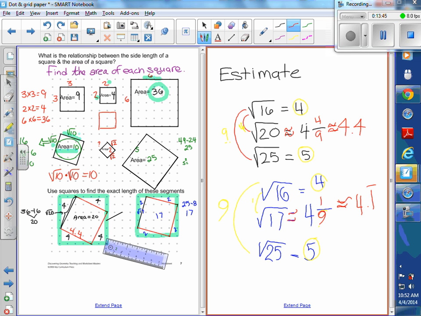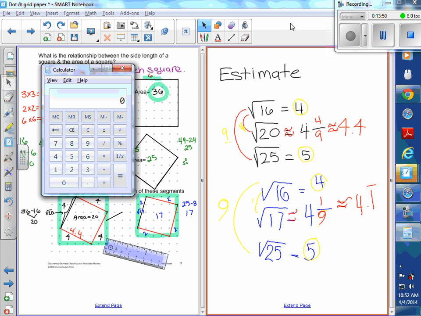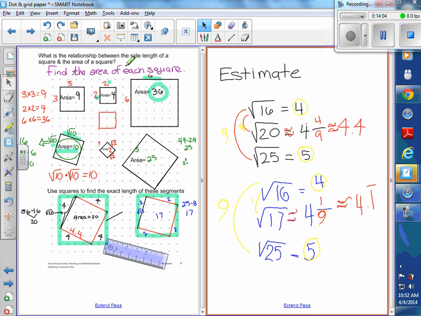What's nice about the 4.1 is, after you did the whole thing, without a calculator, you can kind of check your accuracy. So square root of 17 from the calculator is 4.12. 1 divided by 9 is 0.1 repeating. So the calculator is just kind of a nice way to check your final work. So the length of that line was about 4.1 units.